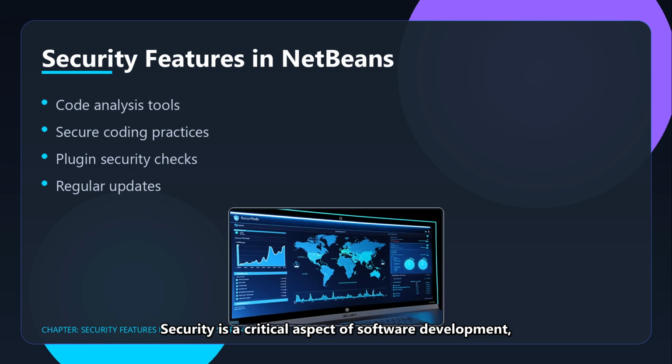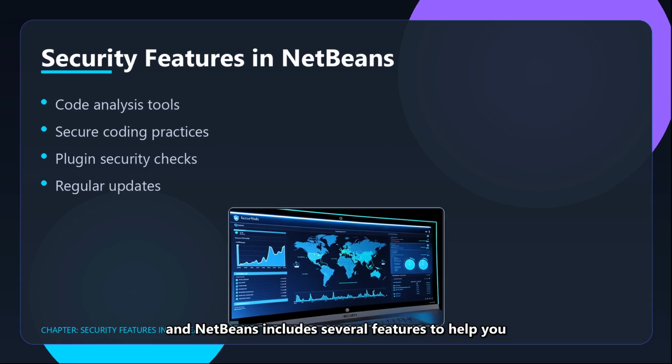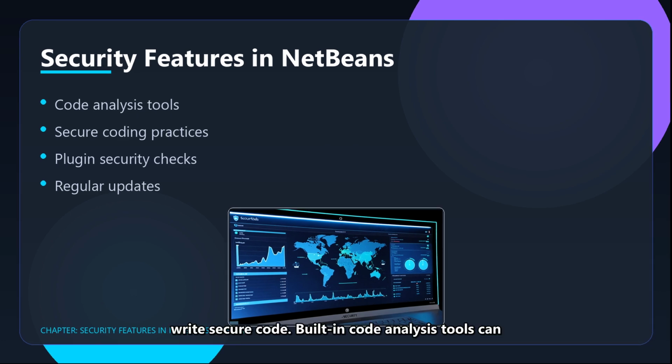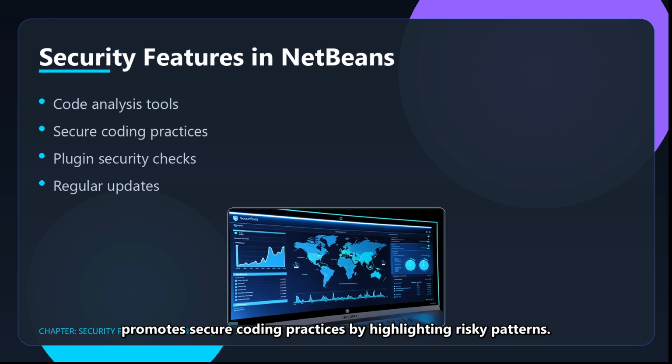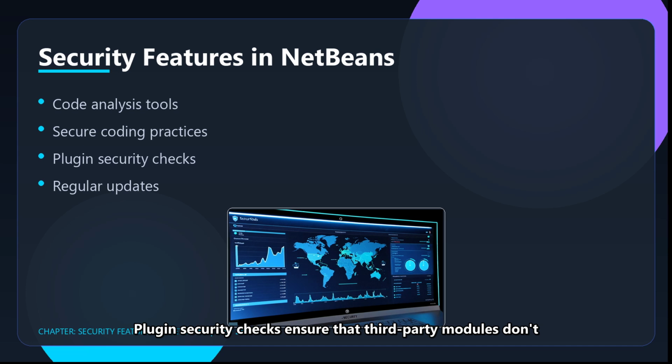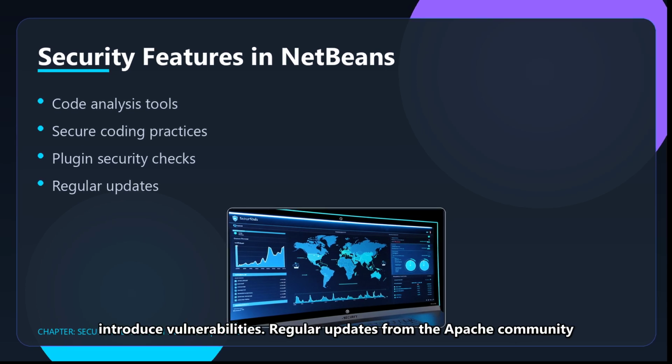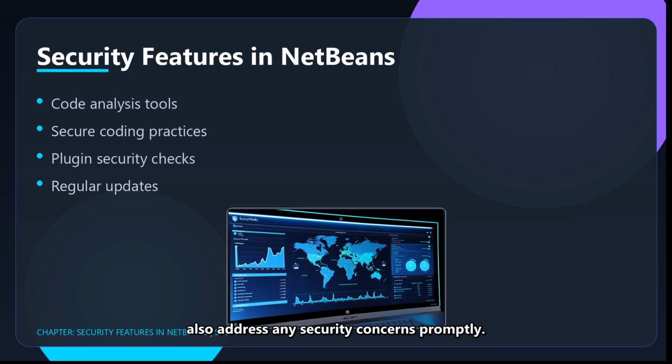Security is a critical aspect of software development, and NetBeans includes several features to help you write secure code. Built-in code analysis tools can identify potential vulnerabilities and suggest improvements. The IDE promotes secure coding practices by highlighting risky patterns. Plugin security checks ensure that third-party modules don't introduce vulnerabilities. Regular updates from the Apache community also address any security concerns promptly.